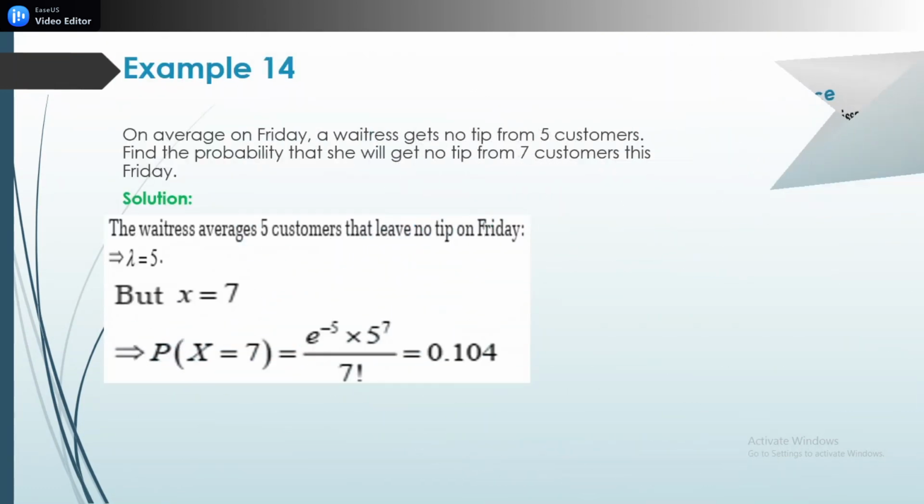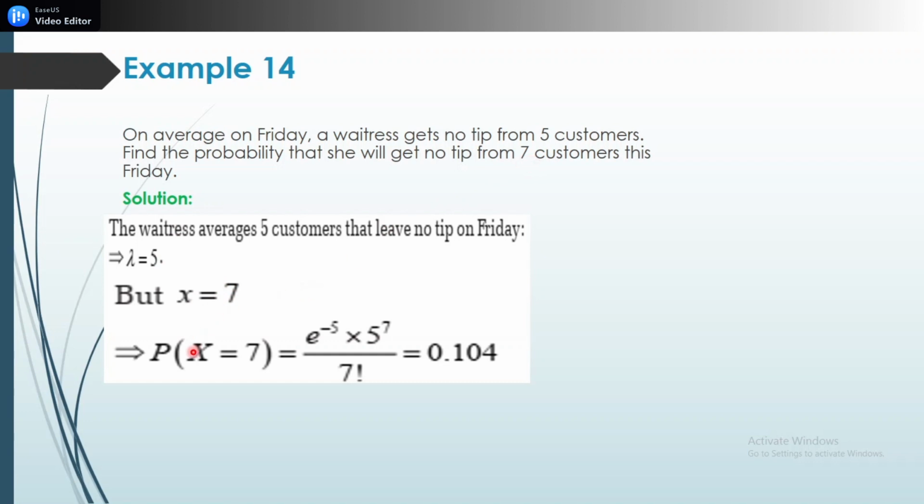We have example 14. On average, on Friday, a waitress gets no tips from 5 customers. Find the probability that she will get no tip from 7 customers this Friday. We know 5 customers on average. 5 customers on average means lambda is equal to 5. The value x is the number of customers.